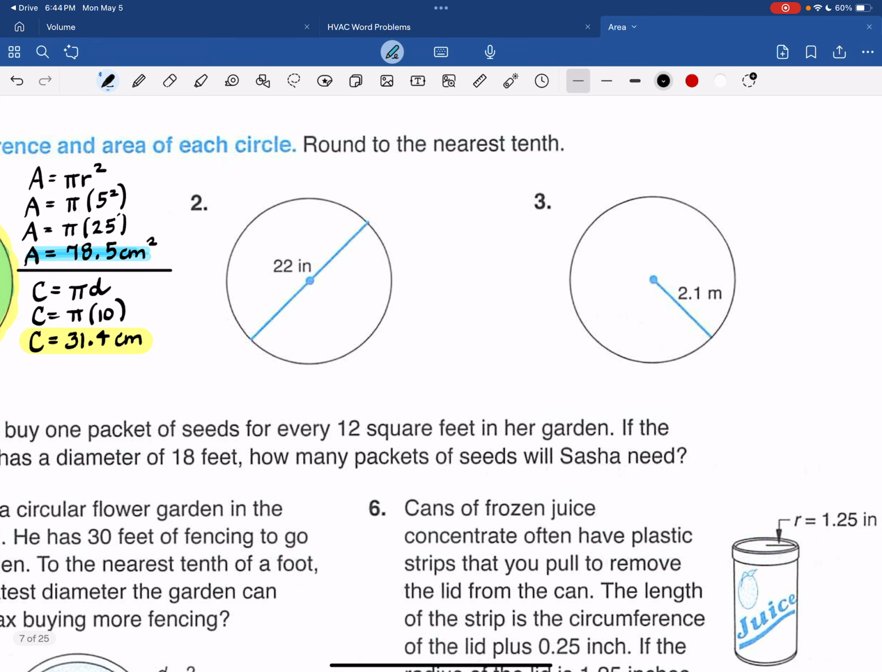It does tell us to round to the nearest tenth. I am notorious for not reading directions, so that could be important.